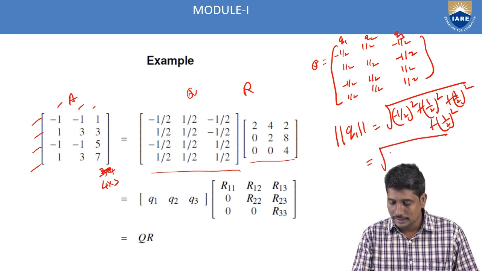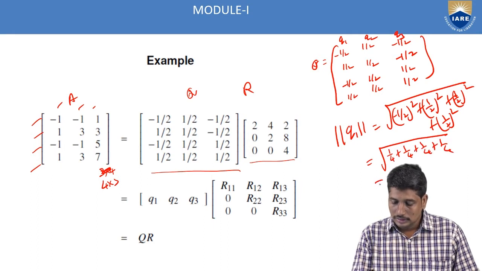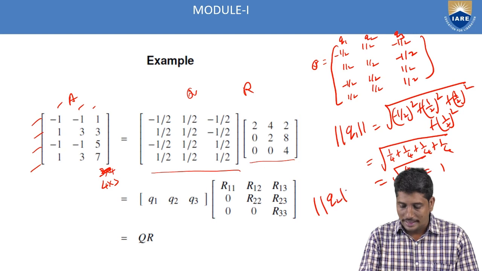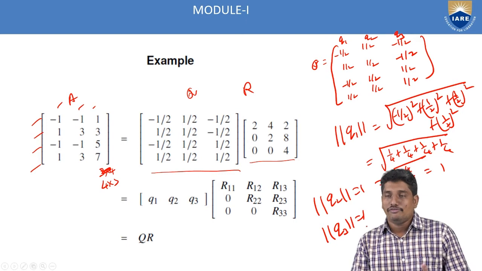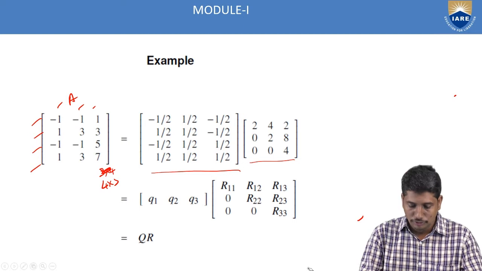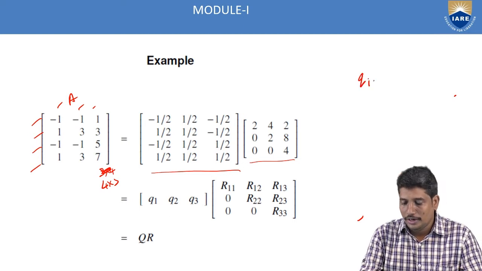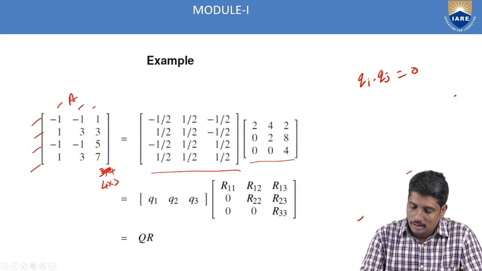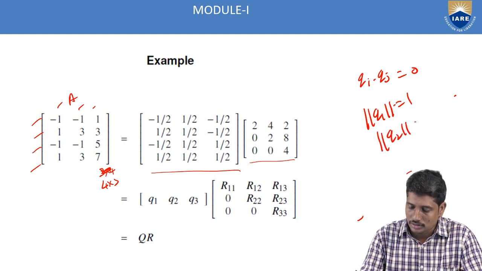So ultimately we get 1 by 4 plus 1 by 4 plus 1 by 4 plus 1 by 4. That is root of 4 by 4, that is root 1, and hence 1. In the same way, we could verify norm of Q2 as 1 and norm of Q3 is also 1. So finally, we have observed two things: Qi dot Qj is 0 for every pair i and j, and norm Q1 is 1, norm Q2 is 1 and norm Q3 is 1.